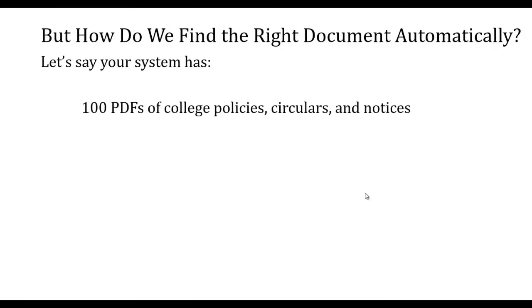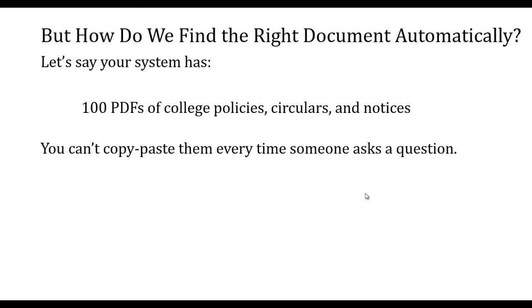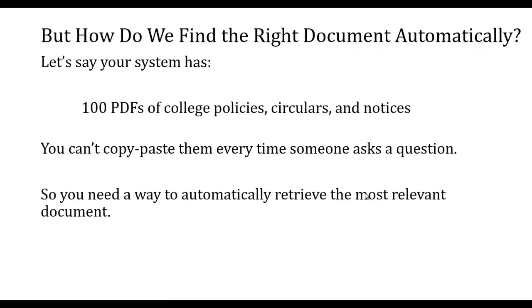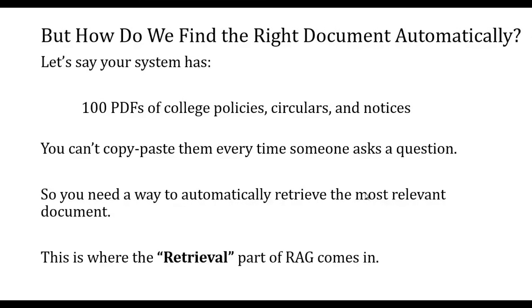So now the question is, how do we find the right document automatically? Let's say your system has 100 PDFs of college policies, circulars, and notices. You can't copy, paste them every time someone asks a question, right? So you need a way to automatically retrieve the most relevant document. This is where the retrieval part of RAG comes in.